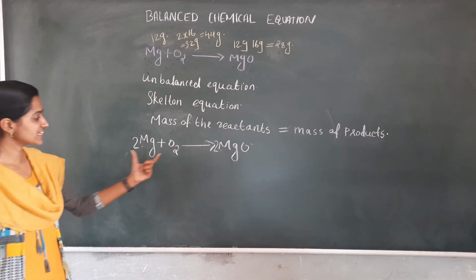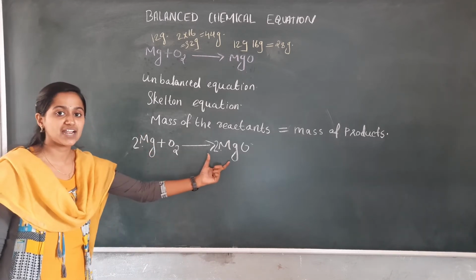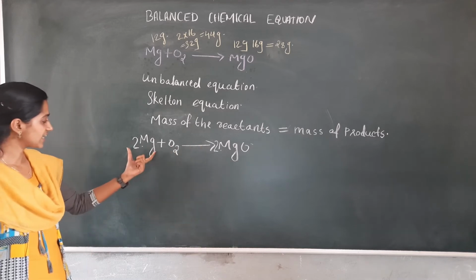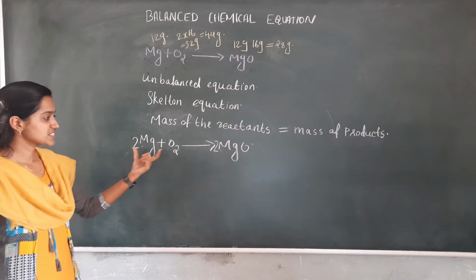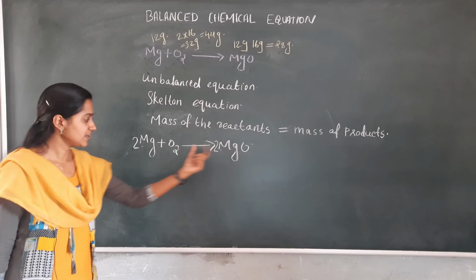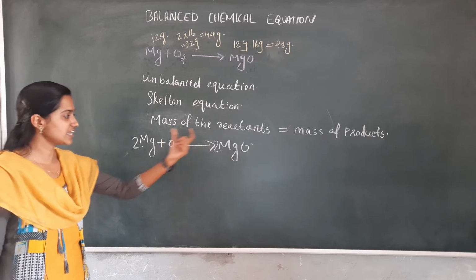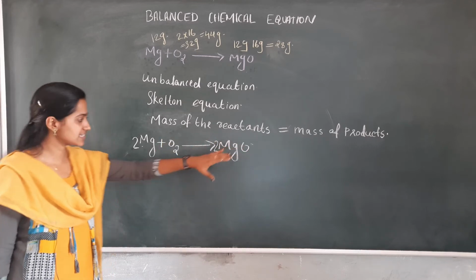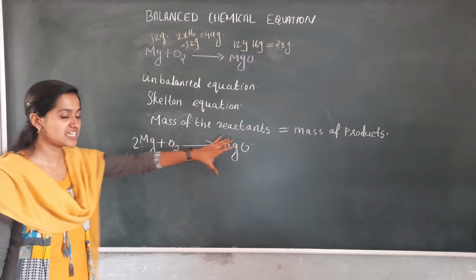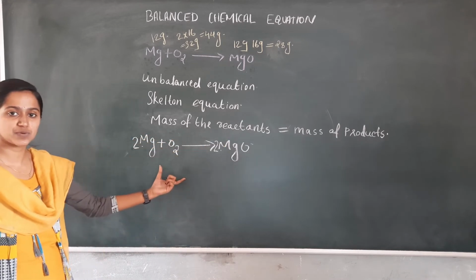Okay, then we can check whether this equation is balanced or not. Here 2 magnesium are there, here also 2 magnesium are there. Oxygen, here 2 is there, here also 2 is there. As a result, this represents a balanced chemical equation.